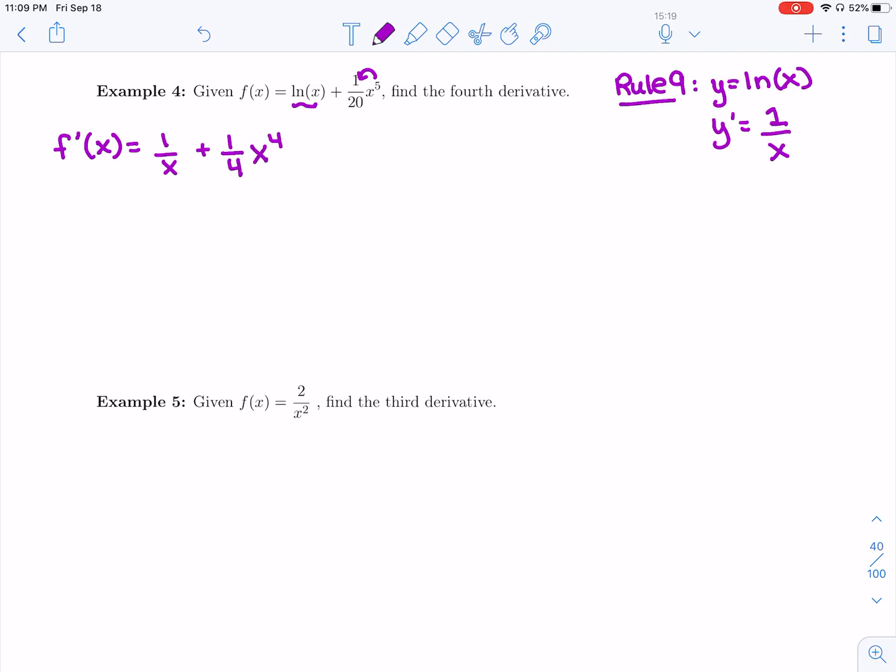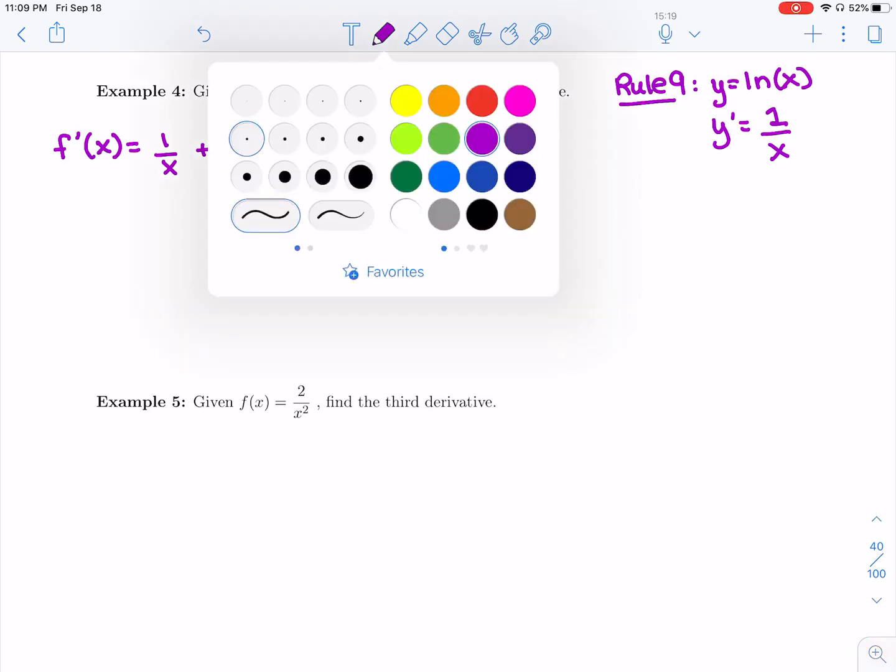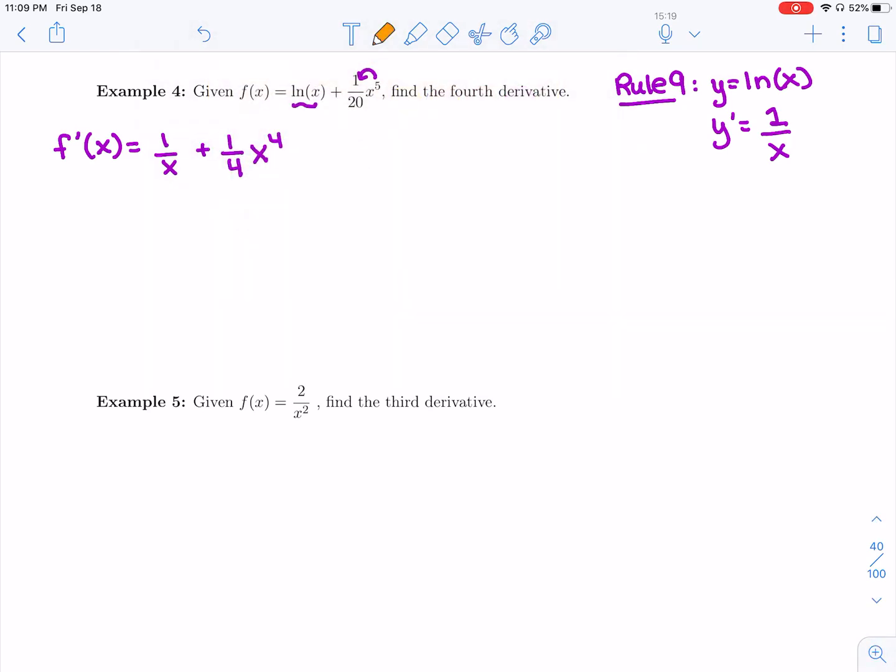I need to take the derivative of this, but I see I've made a fraction and I don't want to use the quotient rule. So I'm going to need to rewrite this because I've made a fraction. So I'm going to take a step before I take the next derivative. I'm going to rewrite this as x to the negative 1. Negative because it was in the denominator, 1 because it was just to the first power. And then I have 1/4 x to the fourth, which I don't want to take the derivative of when I'm just rewriting for that step.